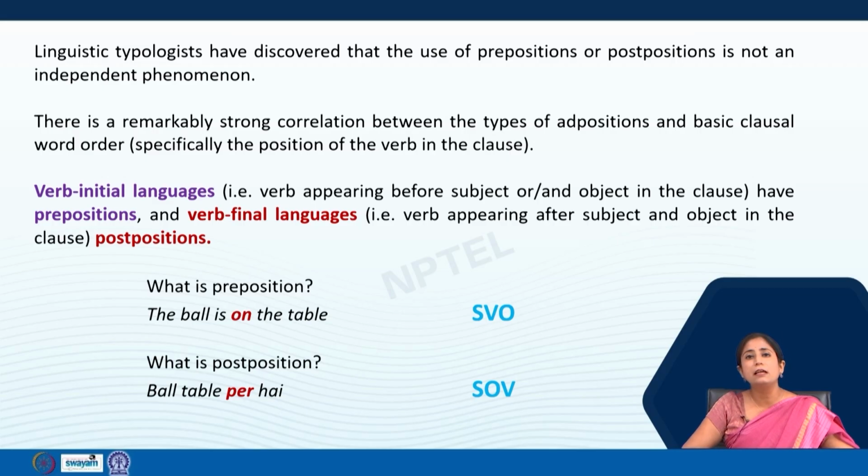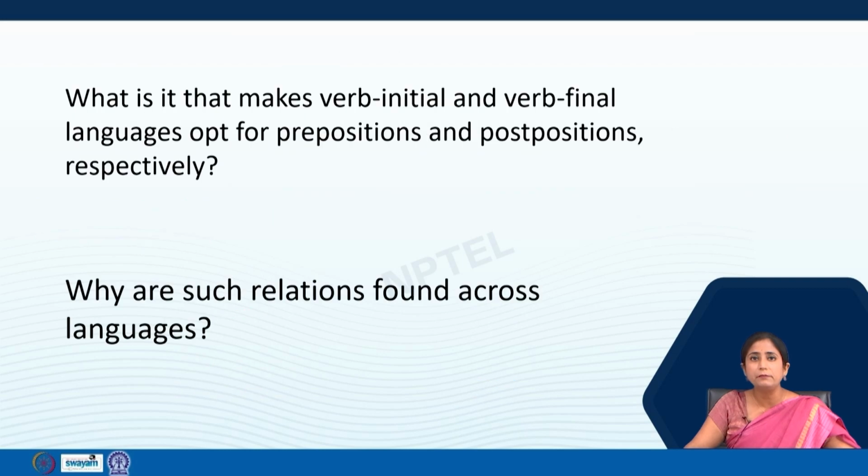But when we talk about word orders, we mainly look at a simple declarative sentence, and based on that we talk about the word order of a language, and that's what has been done here. Now what is it that makes verb initial and verb final languages opt for prepositions and postpositions respectively? That is a question that typologists will ask.